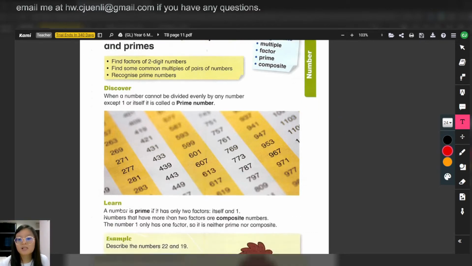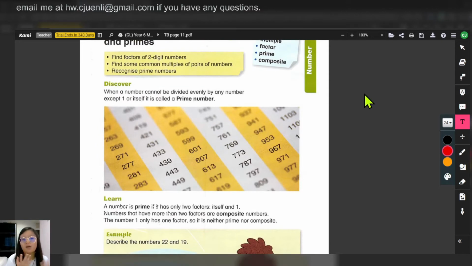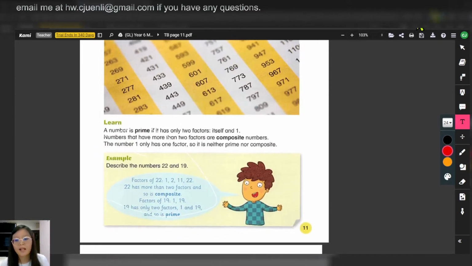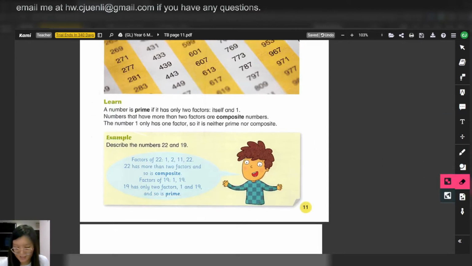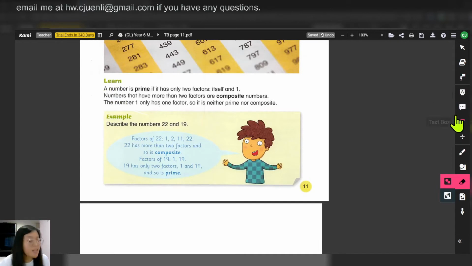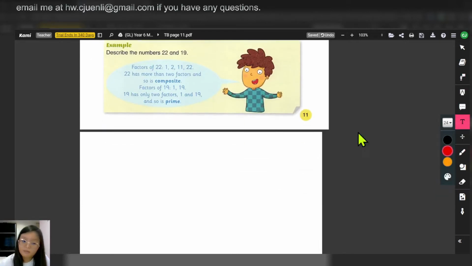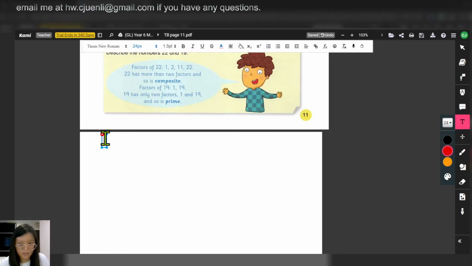In your textbook, you have an explanation of what is a prime number and maybe an example right over here. But just from looking at the textbook, you definitely would not understand anything. Unless you really understand, then that's a good thing, right? If you don't, have a look and continue watching the video.